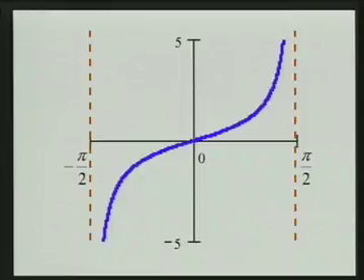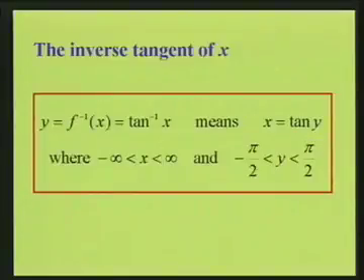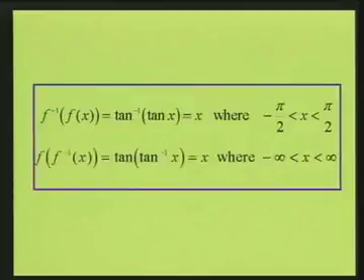tangent function. So, bearing in mind that if we have y equals tangent of x, our domain is going to be negative pi over 2 to pi over 2, and the range is all real numbers. Therefore, the domain of the inverse tangent function is all real numbers, and its range will be negative pi over 2 to pi over 2.